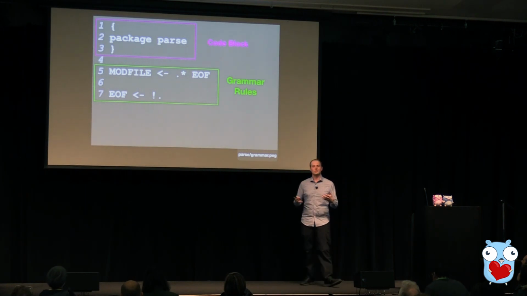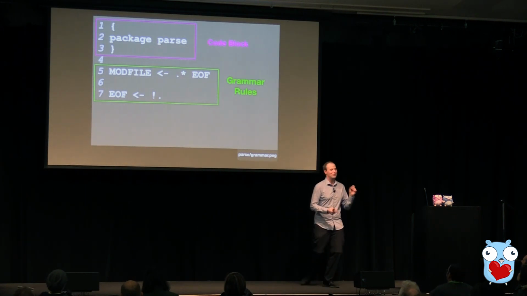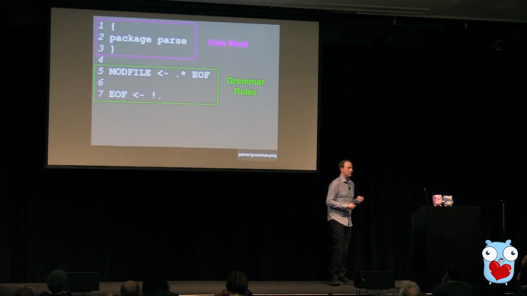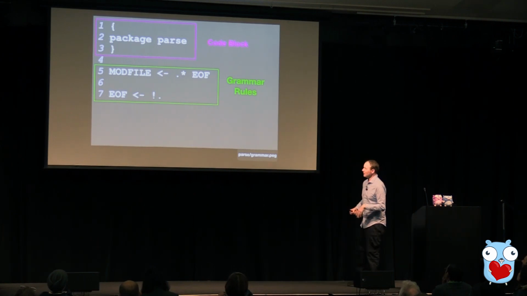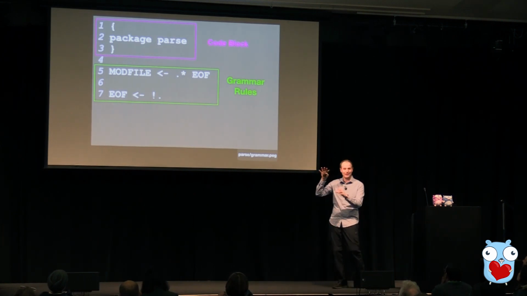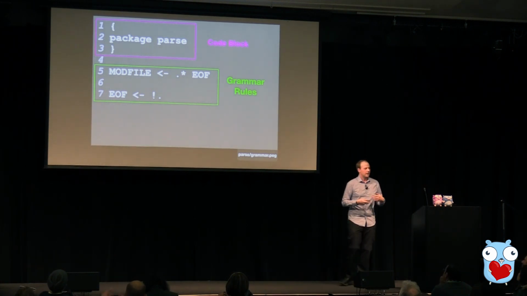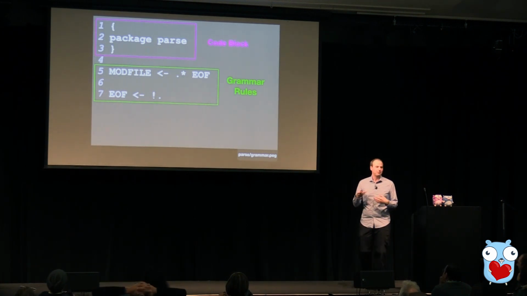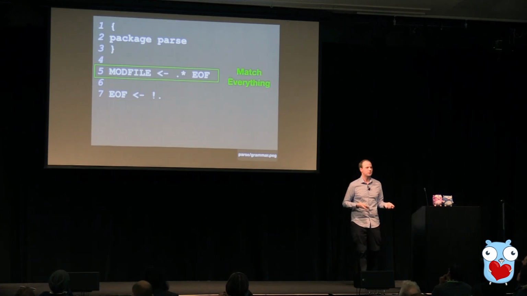Any Go file has to start with that package statement. So at minimum, you also need to have a package statement within this code block. And those curly braces are what delineates the code block portion of this. The next part is the actual grammar rules. And we have two of them here. The first one is the rule which is the default rule, and it matches the entire file.